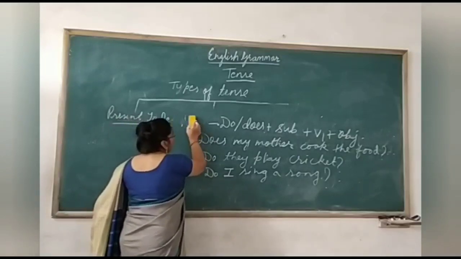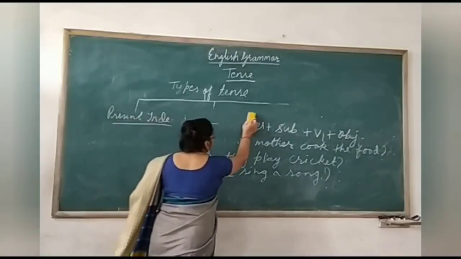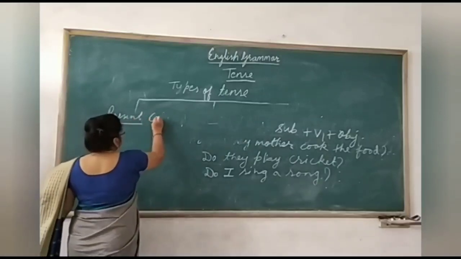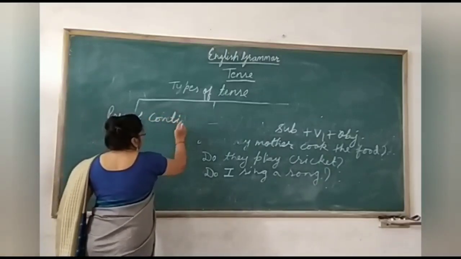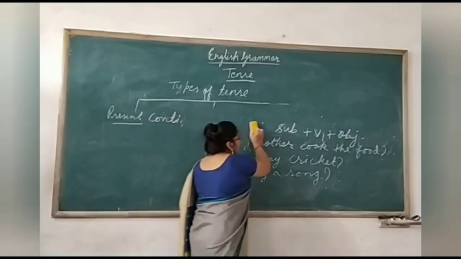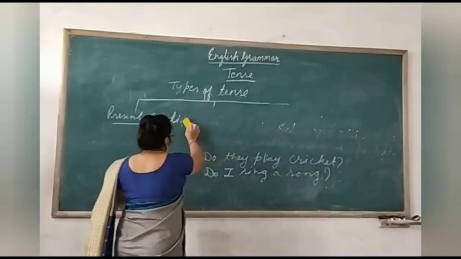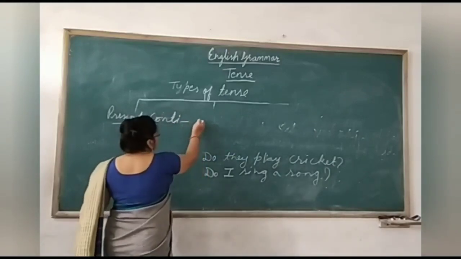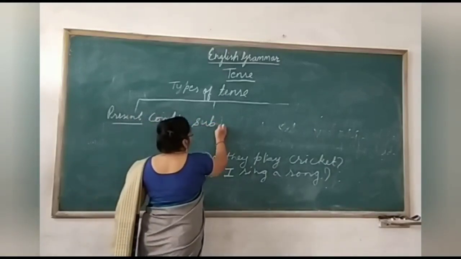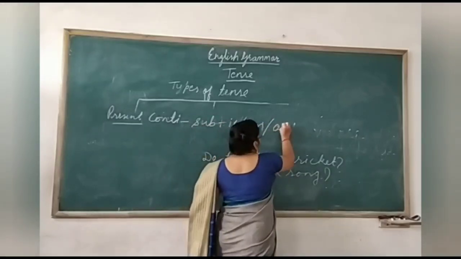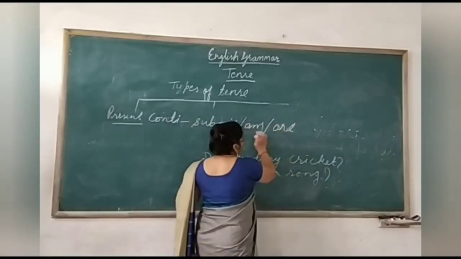Now let's move to another tense, children. That is what? That is present continuous. Now let us see the structure of present continuous tense. What happens here? Present continuous, the structure is subject plus is, am, are. Here we are having three helping verbs.